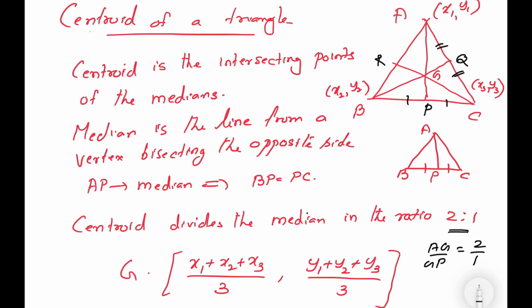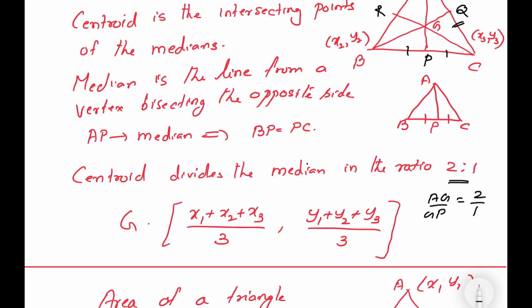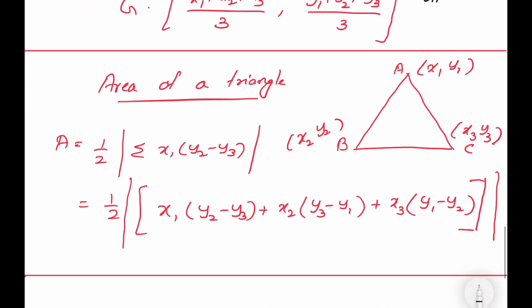You get this value using the section formula. We will do this later when we do the section formula problems. That time I will teach you how to get this formula. For the time being, you learn the formulas x1 plus x2 plus x3 by 3 and y1 plus y2 plus y3 by 3.